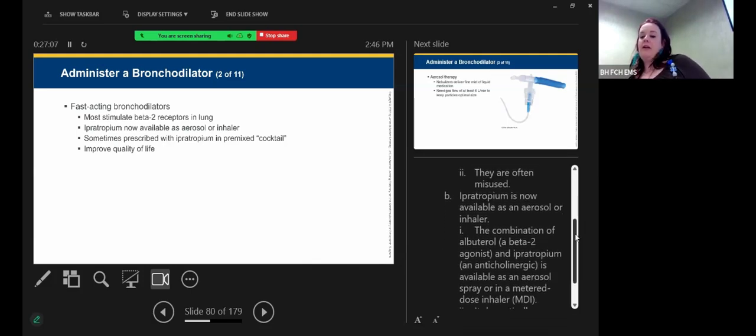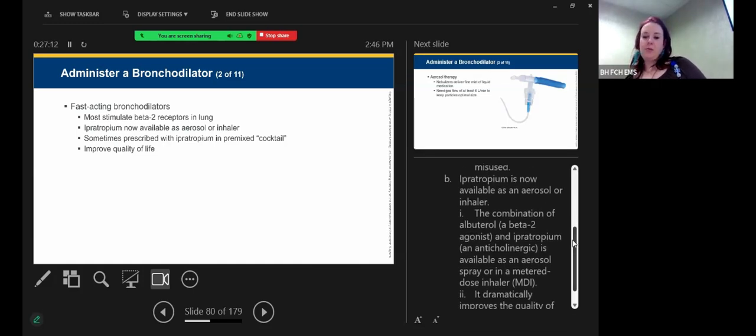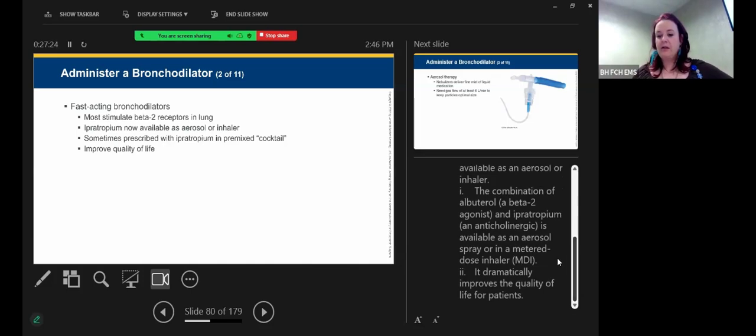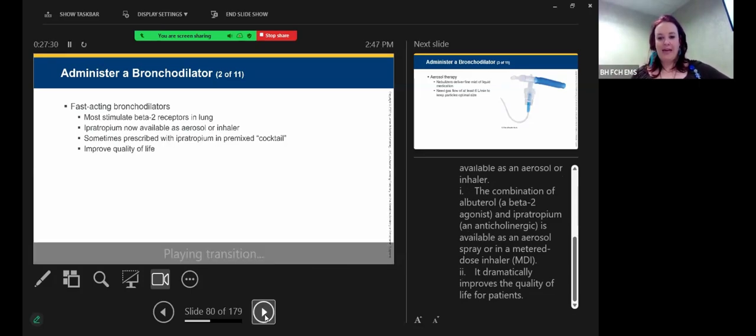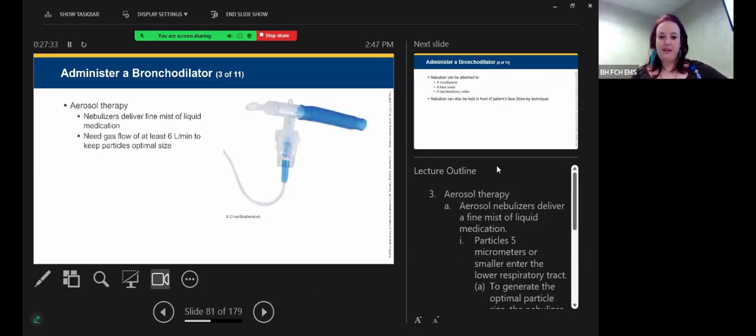How did we say that word earlier? Ipratropium? Yeah. Ipratropium is now available as an aerosol inhaler, a combination of albuterol, a beta-2 agonist, and ipratropium, an anticholinergic, available in an aerosol or in a metered-dose inhaler. It dramatically improves the quality of life for patients. We know what this is.